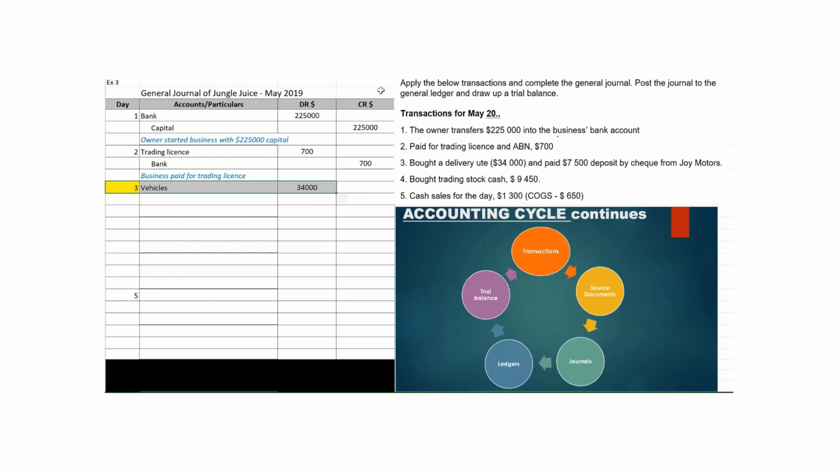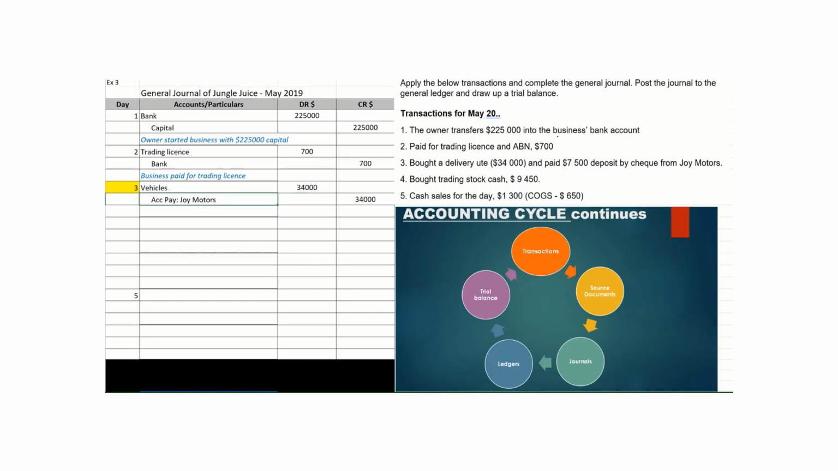We did not pay the whole amount, so that means we now have a business called Joy Motors to whom we owe money, and they are a liability to us, and we create an open account for them called Accounts Payable Joy Motors. Now, let's look at the nature. Assets increased, that's why I debited vehicles. Accounts Payable is a liability, a credit nature, so we've credited Accounts Payable Joy Motors.